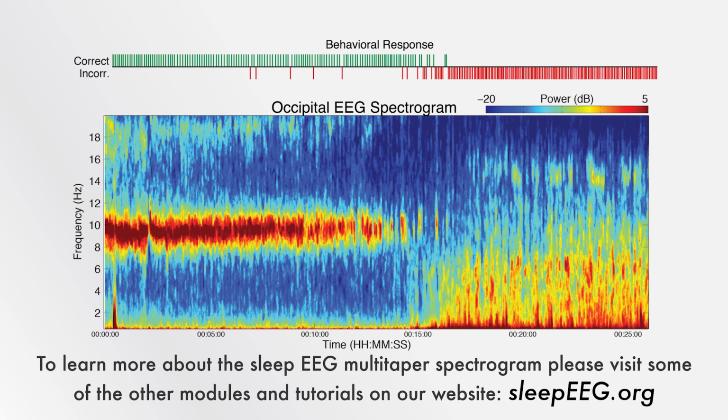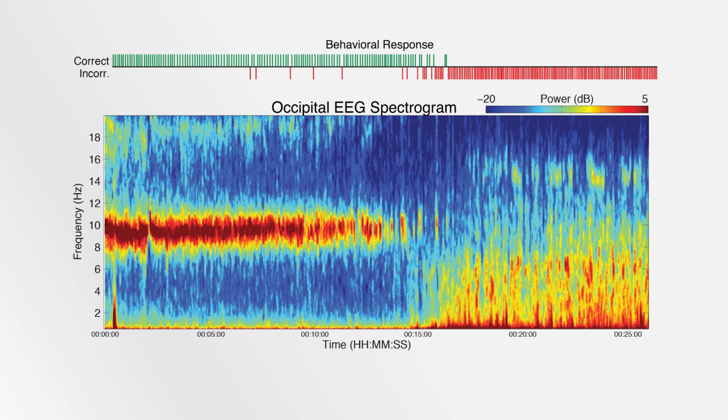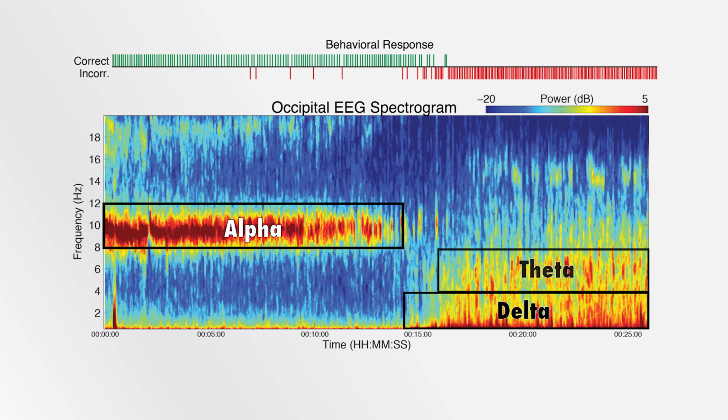To learn more about the sleep EEG multi-taper spectrogram, please visit some of the other modules and tutorials we have on our website, sleepeeg.org. In the spectrogram, as the subject falls asleep, we have a strong alpha power that disappears and gives way to an increasing rise of delta and theta power.